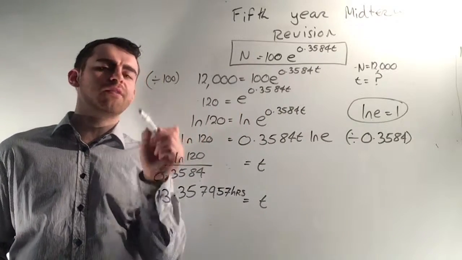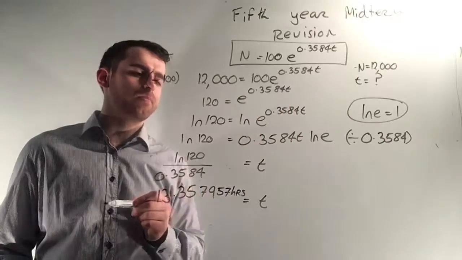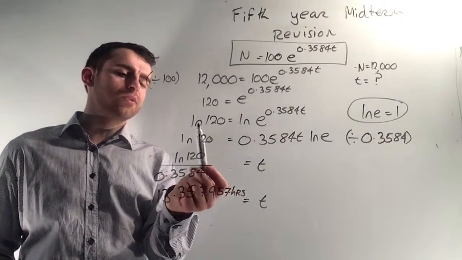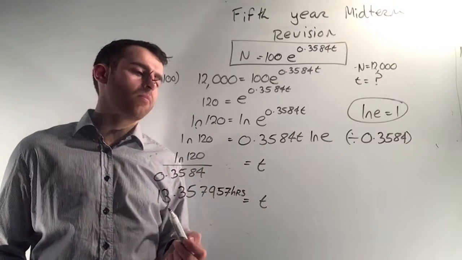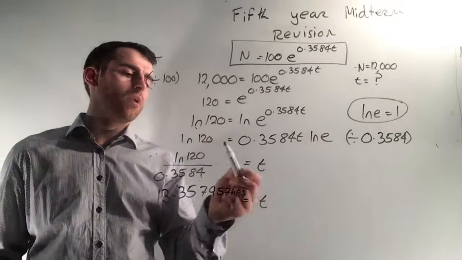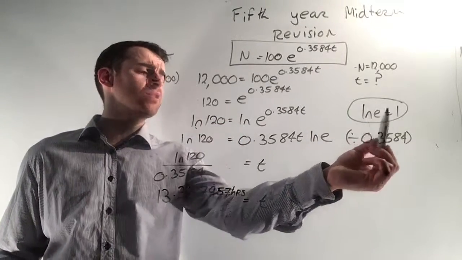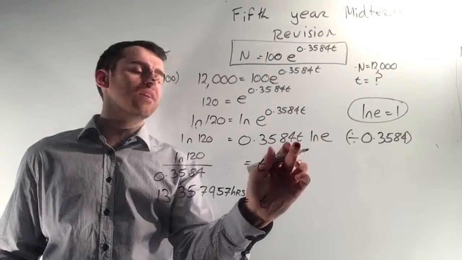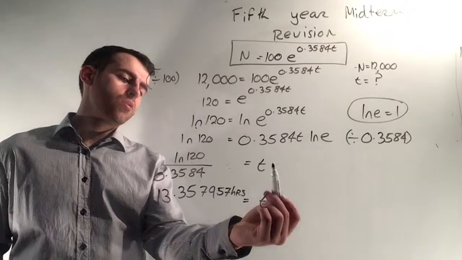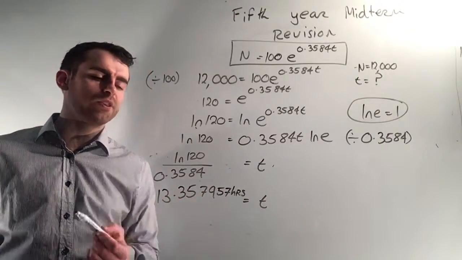In order to do that, I divided both sides by 100, and I got 120 is equal to e to the power of this. Now that I've isolated this, I can introduce logs. I introduced the natural log on the left and on the right. The reason I introduced logs was so that I could bring the power in front. All of a sudden now I've got no more powers. ln e is just equal to 1, and I want to get t on its own, so I need to divide both sides by the coefficient of t, which means I get t is equal to ln 120 over what was the coefficient of t.